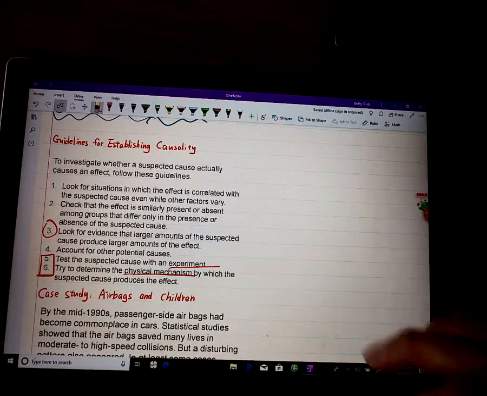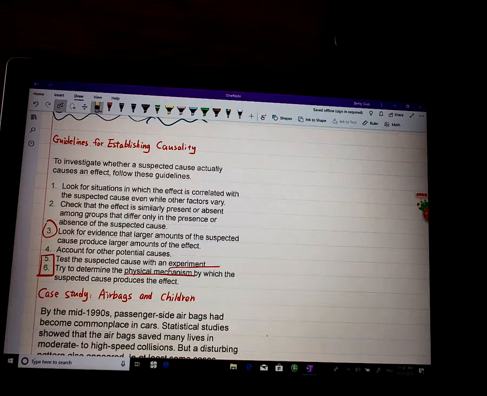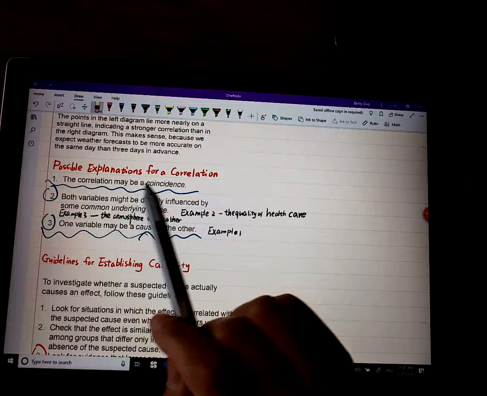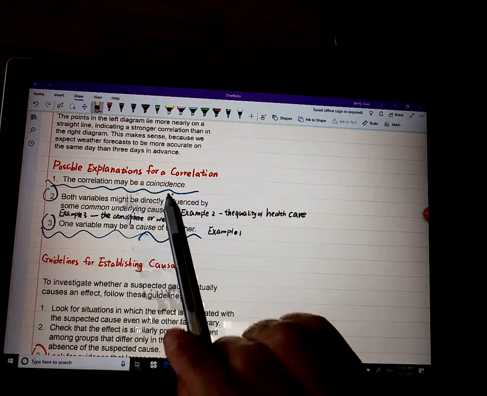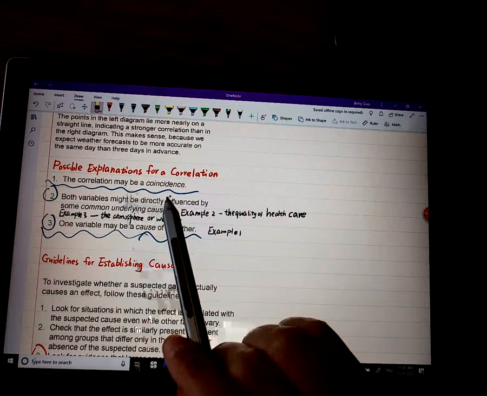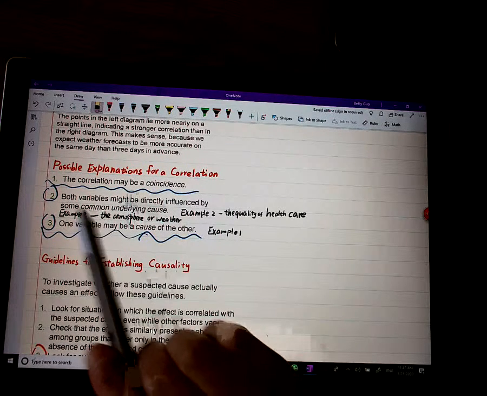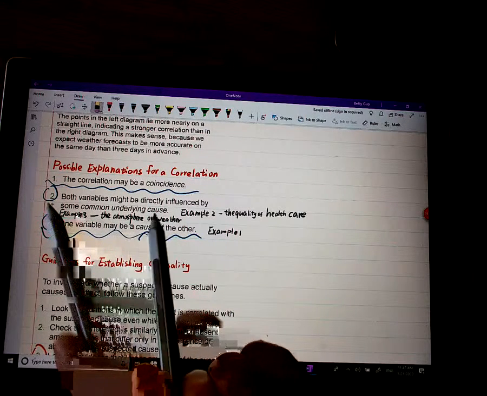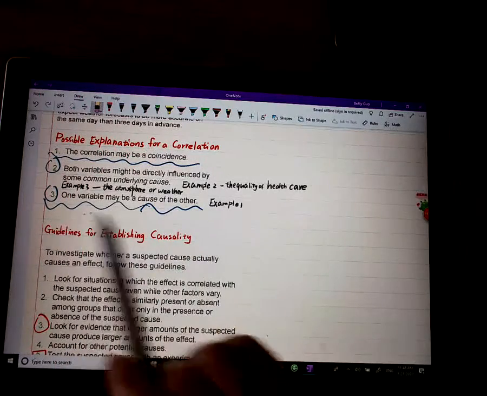Next up, guidelines for establishing causality. Sometimes when we look at a scatter plot and we see a correlation, we tend to explain it as one causes the other, but that is not necessarily true. As I showed you, we have 3 different possible explanations. It totally could be just a coincidence if your sample is biased, or in this case, both variables could be influenced by the same common underlying cause. It is not necessarily always number 3, one causing the other, right?